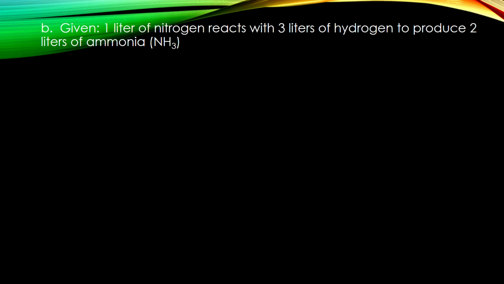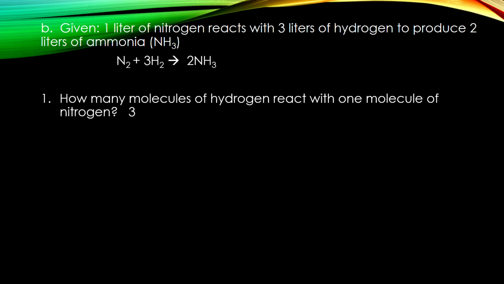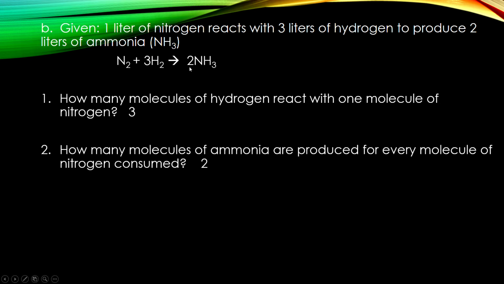All right, so part B here. Given that 1 liter of nitrogen reacts with 3 liters of hydrogen to produce 2 liters of ammonia. Okay, so this would be our equation. That's essentially what that is saying, and that is balanced. So how many molecules of hydrogen react with 1 molecule of nitrogen? Okay, we have 3 molecules. And how many molecules of ammonia are produced for every molecule of nitrogen consumed? So for every one of these, we get 2 of those.